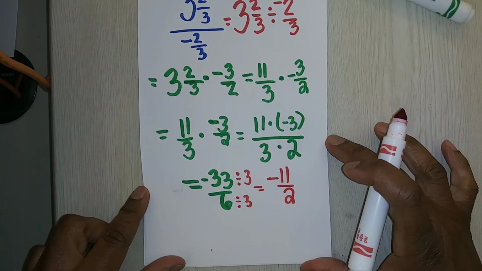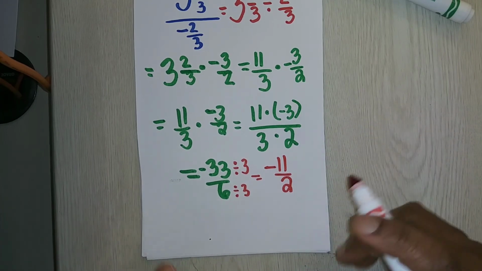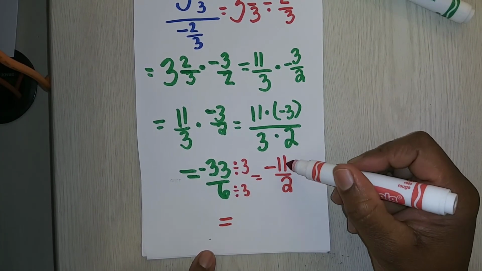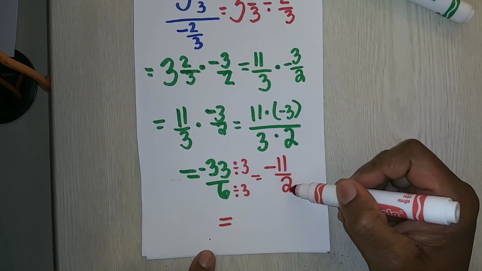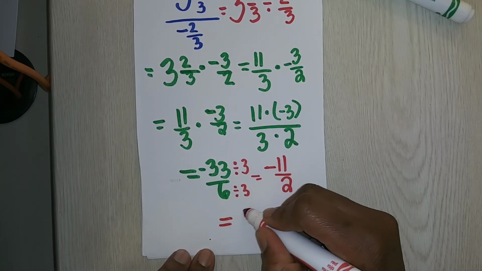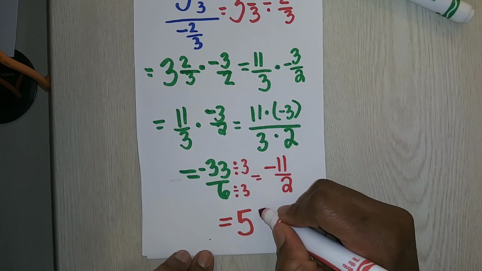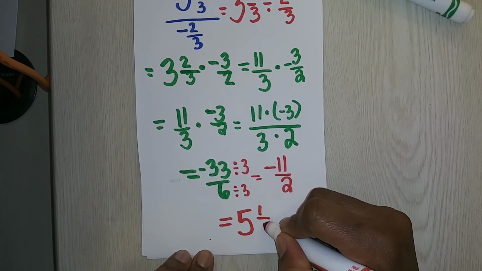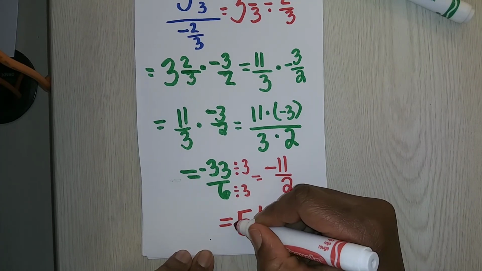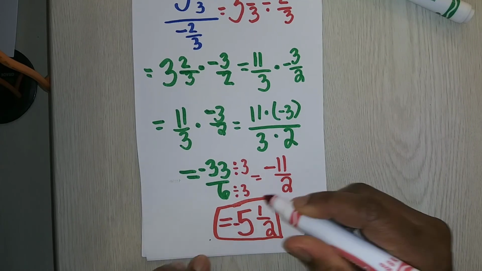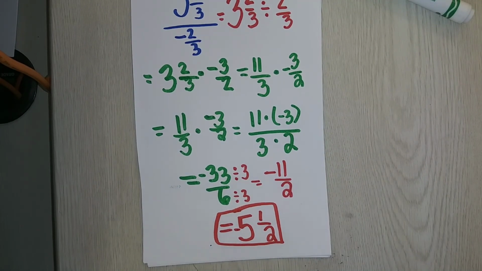Now I would take that negative 11/2 and convert it back to a mixed number by doing division. 11 divided by 2, 2 goes into 11 5 times. And I will have 1 left over, and I'll keep my denominator, and that will be a negative. The final answer to this problem is negative 5 1/2.